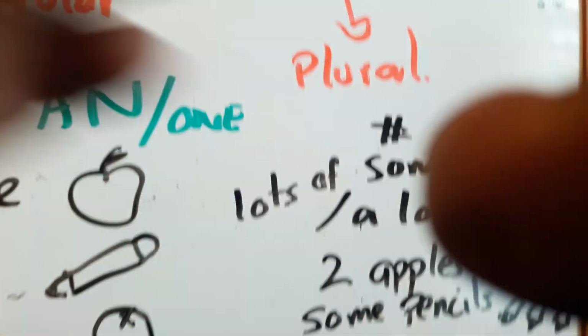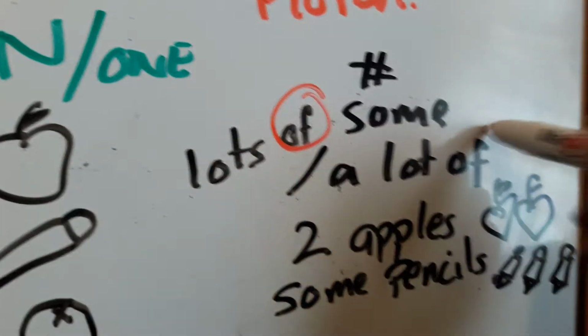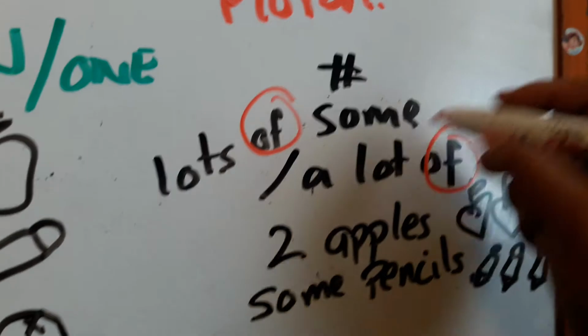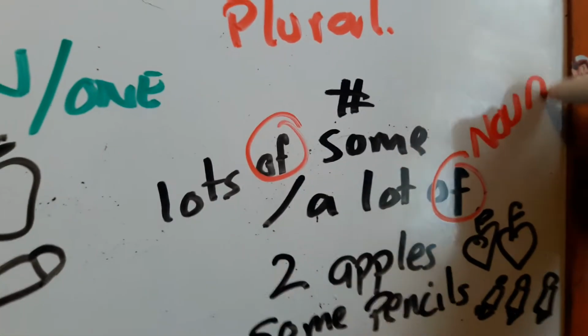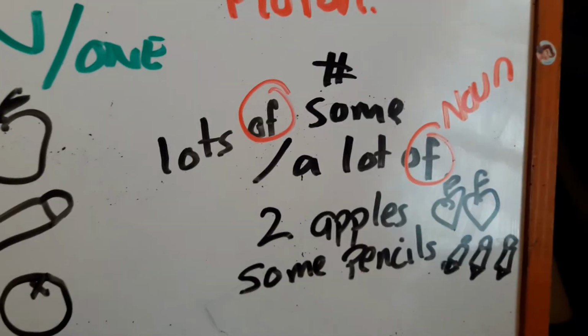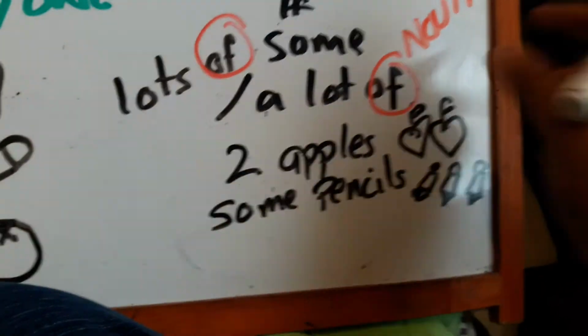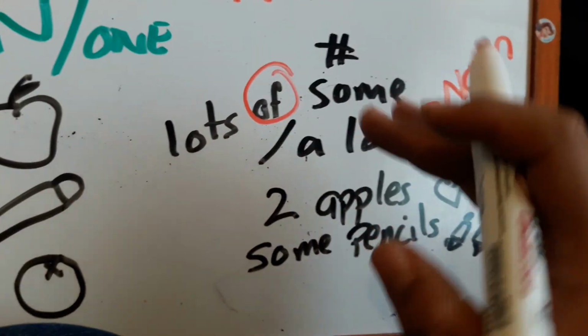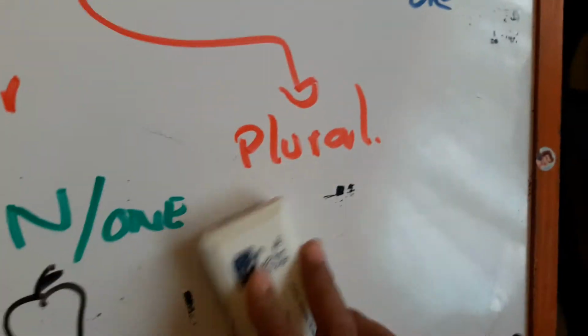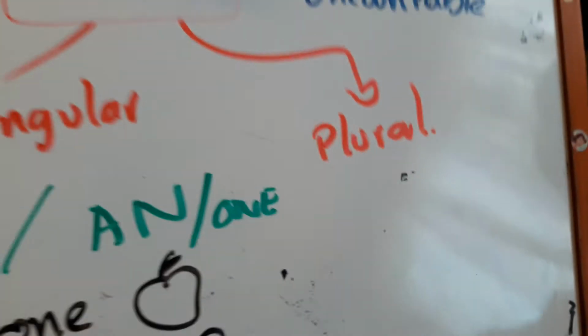Okay? This of, we are going to use it with a noun. Okay? We need a noun with this. If we don't have a noun, we can't use of. Si no tenemos un sustantivo, después no podemos utilizar el of. Les voy a poner un ejemplo. ¿Sale? Voy a borrar esto. Vamos a poner un ejemplo.